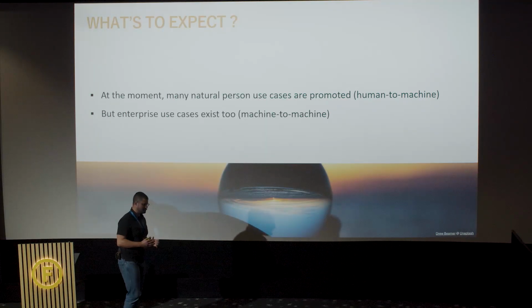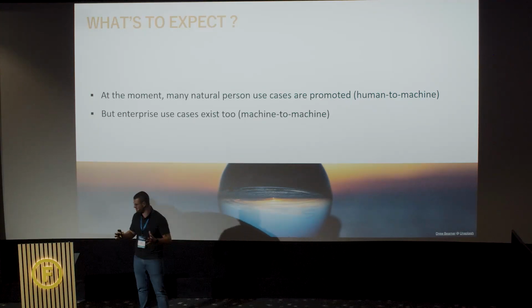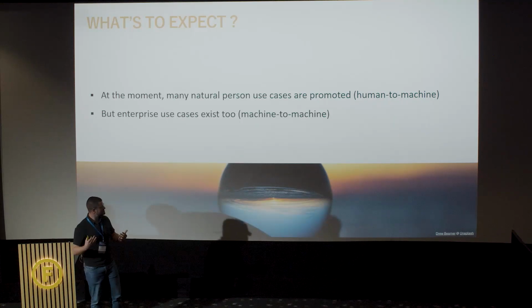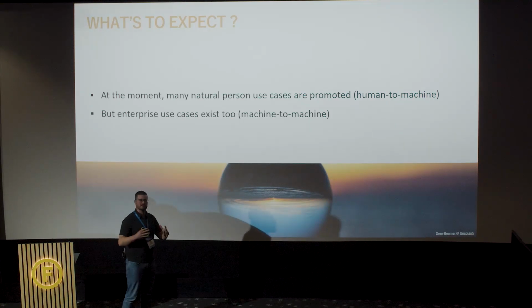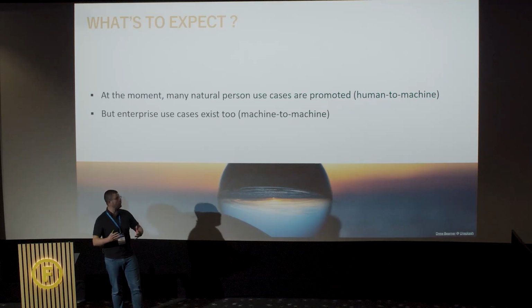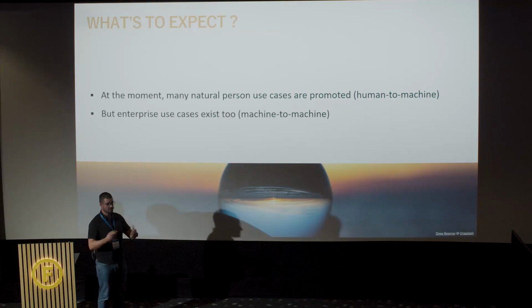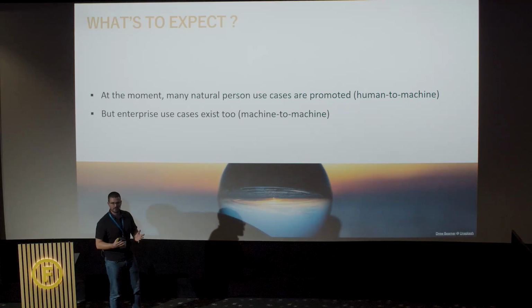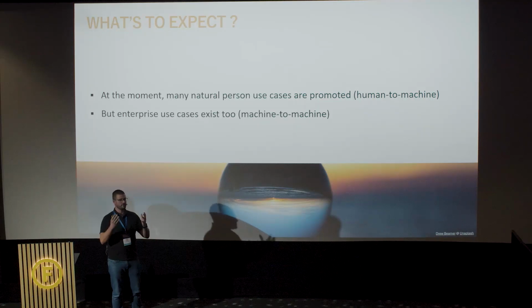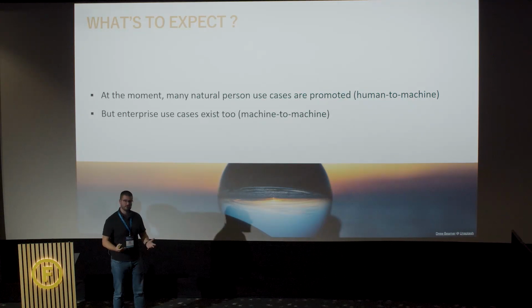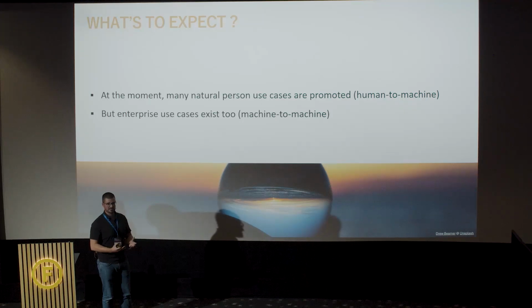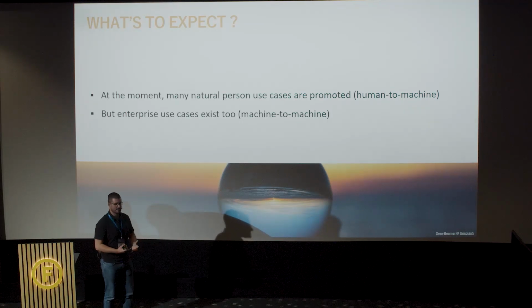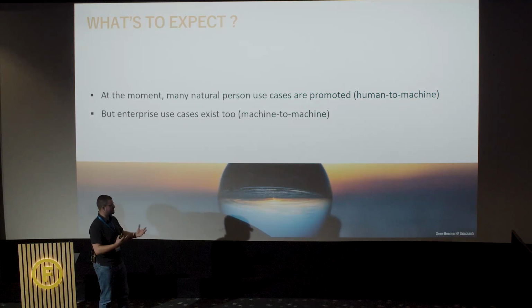Okay, so I'm sorry for those who found that everything was heavy for now. Let's make things a bit lighter and embark with me on a visualization of what the future could be if OpenID for VC was generalized and implemented by multiple ecosystems. As a reminder, at the moment, there are multiple use cases that are promoted, but that are human to machine. That's great for a natural person. That's awesome for everybody here. But there are enterprise cases that exist at the moment and that are not possible because they're not implemented and that use machine to machine.